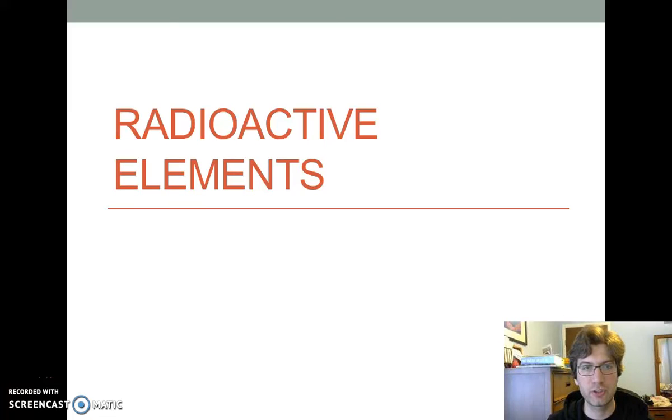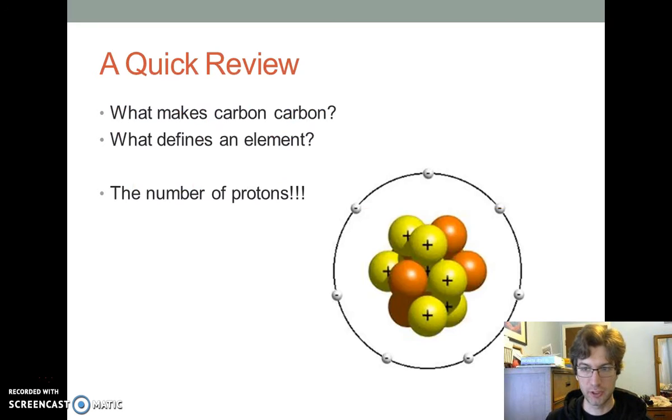All right, our next section and our last section, and it's also going to be probably the most difficult section of this chapter, is our discussion of radioactive elements. So we're going to start off with a quick review from last chapter.